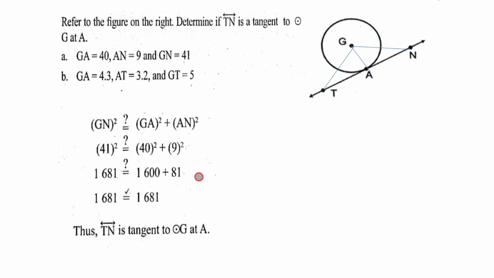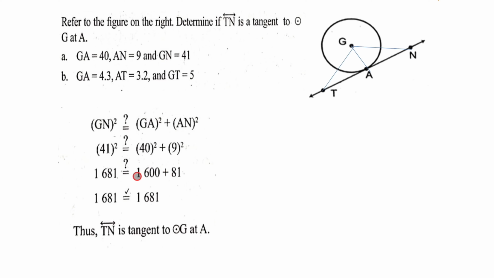So the solution in this case, gamit ulit tayo ng Pythagorean formula, or idea of Pythagorean. We have GN, this will be the hypotenuse, then GA, this will be the opposite, tapos ito yung adjacent, which is AN. So magkakaroon tayo dito ng GN, from the given, GN is 41, then GA is 40, then AN is 9. So dapat mag-i-equal siya. Kapag hindi siya nag-equal, hindi siya tangent. So we have here 41 squared is 1,681, 40 squared is 1,600, 9 squared is 81.